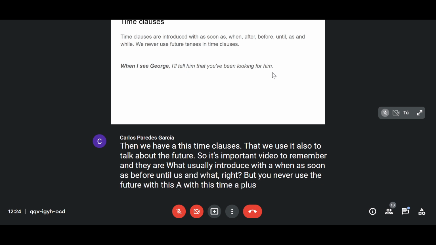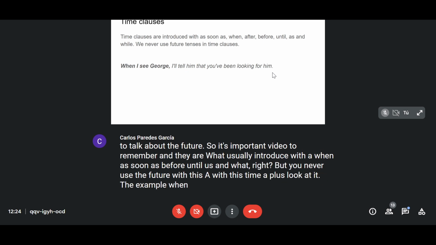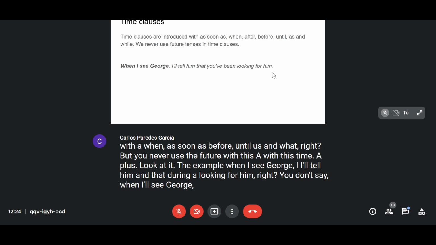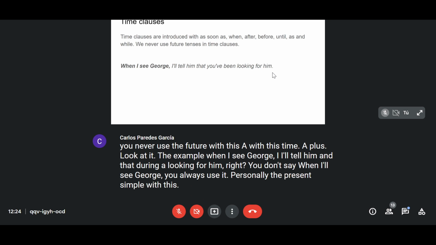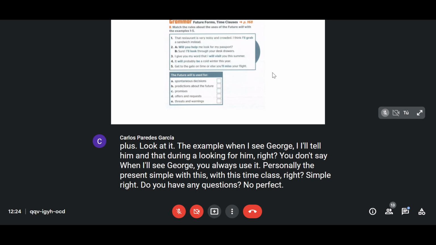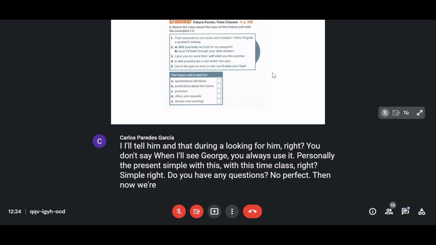Look at the example. When I see George, I'll tell him that you've been looking for him. All right. You don't say when I'll see George. You always use the present simple with these time clauses. All right. Simple. Right. Do you have any questions? No. Perfect. Then now we're going back to the book.